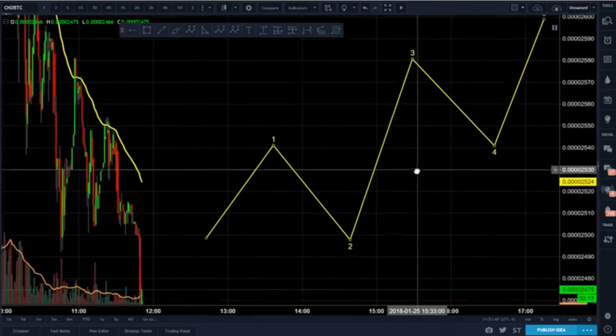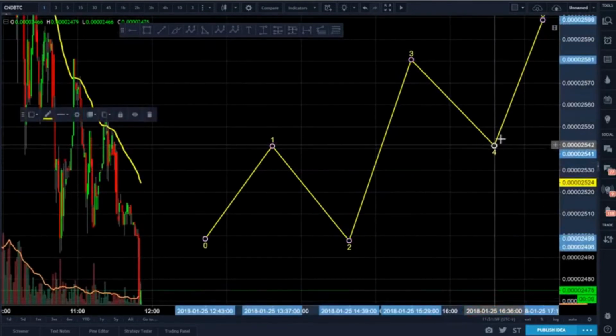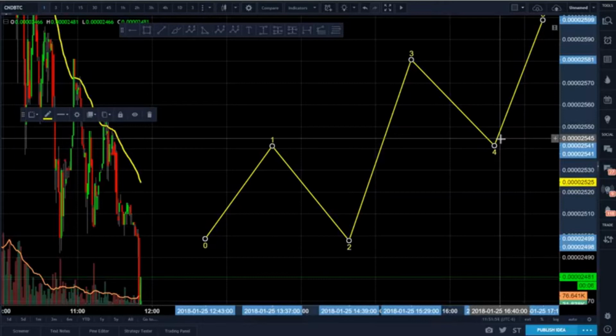Now, another thing I want to make note of, again, is that wave 4 does not enter the territory of wave 1 by more than a wick. That is really, really important as well.